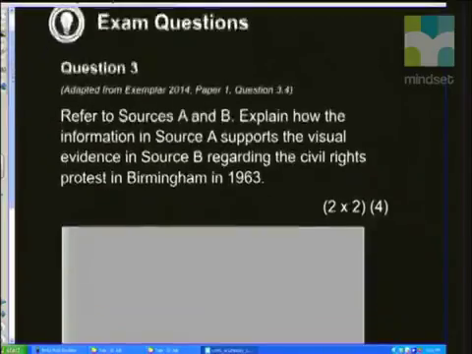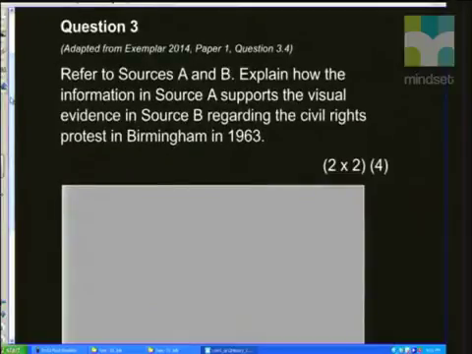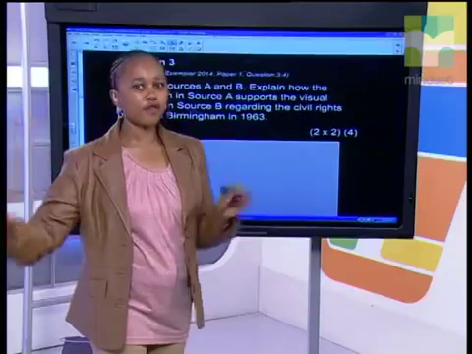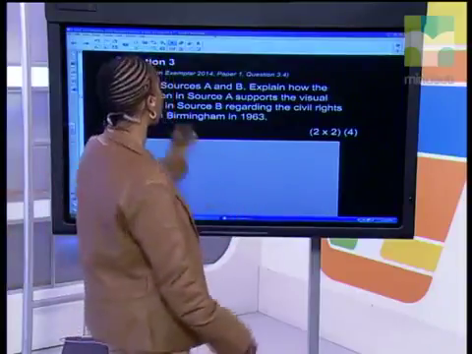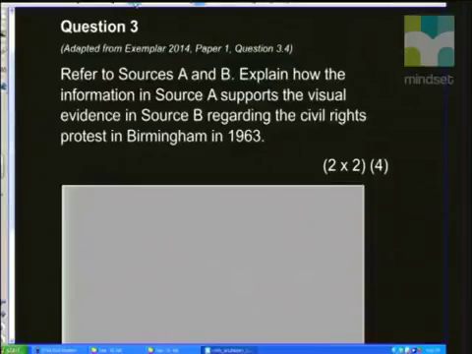Now, I won't be analyzing the sources because you already know them. This question is very interesting because it says refer to sources A and B. So in other words, you're referring to both the written and the visual sources. That's very, very important. Remember I told you reading instructions is very important. And then this is where you're now expected to explain. So in other words, you're now writing in full sentences. You are not going to be writing in point form. So even though the possible responses are written in point form, you are expected to write in sentences.